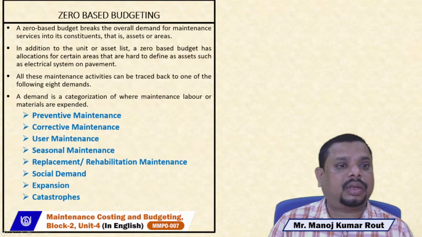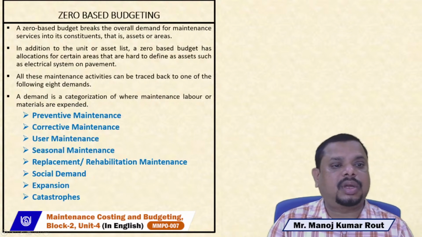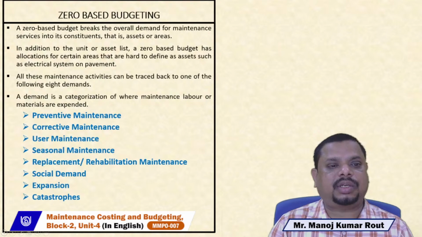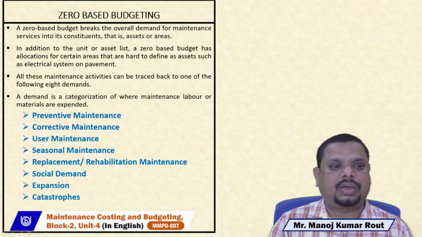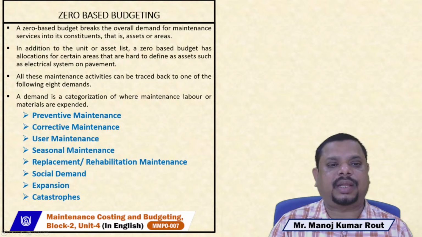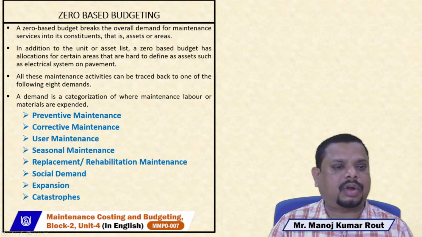Moving to the next one, zero-based budgeting. As far as zero-based budgeting is concerned, it breaks the overall demand for maintenance and services into constituents, that is, assets or areas. In addition to the unit or asset list, a zero-based budget has allocation for certain areas that are hard to define as assets, such as electrical systems on pavements, or the installation of a transformer on pavements. All this maintenance activity can be tracked back to one of the following eight demands.